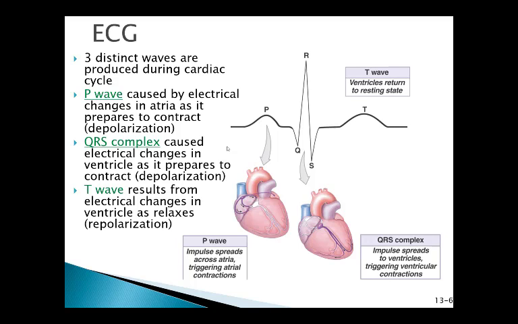Another telltale waveform of our sinus rhythm is the T wave. The T wave is the electrical activity that's happening in the ventricles as it's returning to its resting state. This is when the cells of the ventricles are repolarizing, as we're returning to the point where the outside of the cells are going to be positive and the inside of the cell is going to be more negatively charged.